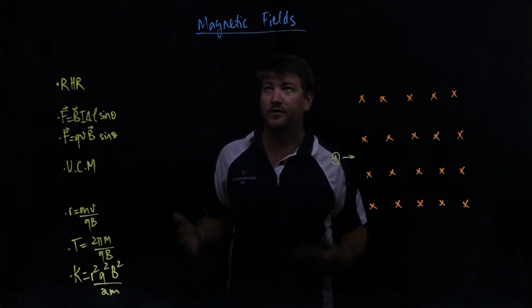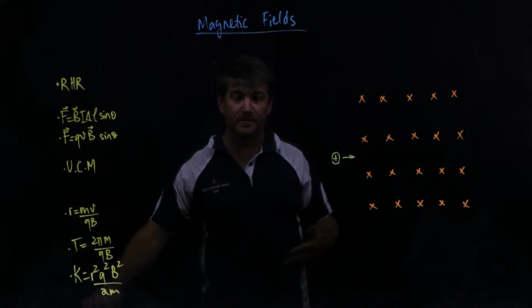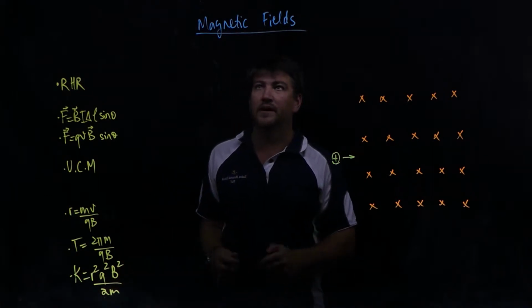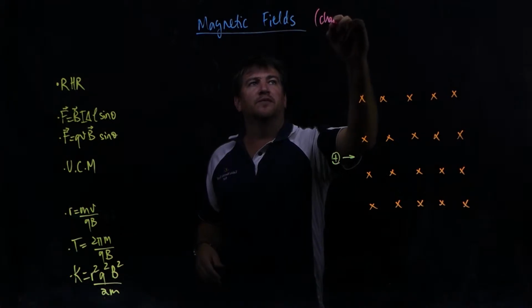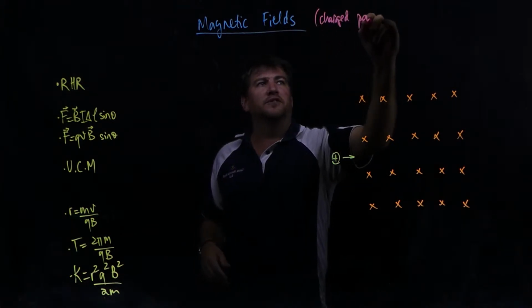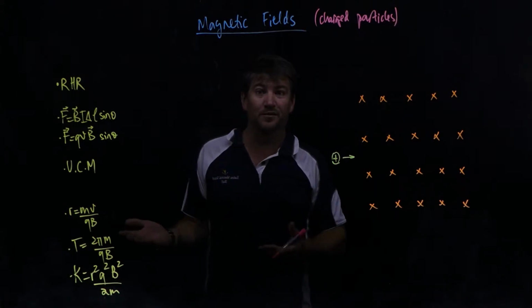Okay guys, in the last one we talked about magnetic fields and how we can determine the direction of these magnetic fields. In this one here we're going to talk about magnetic fields and charged particles, so how charged particles move within these fields. Long story short, uniform circular motion.